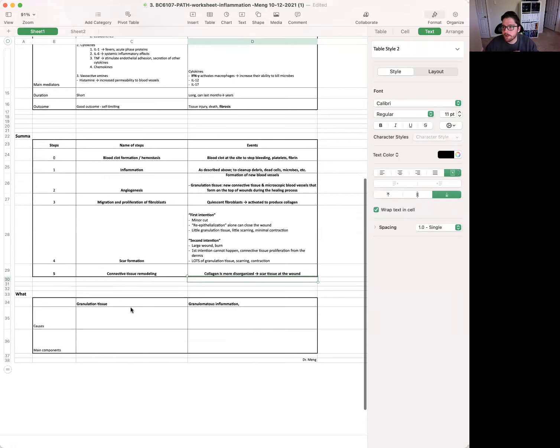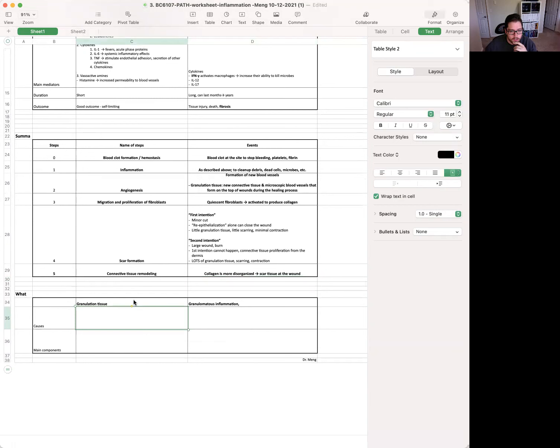All right, I think we can finish this in 6 minutes. So our last table here is just differentiating these two very different terms that sound the same.